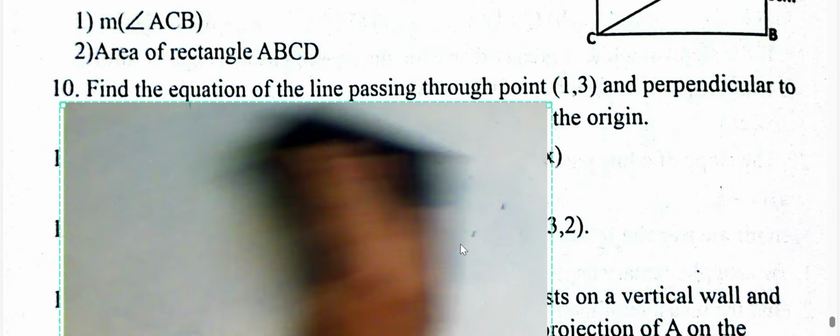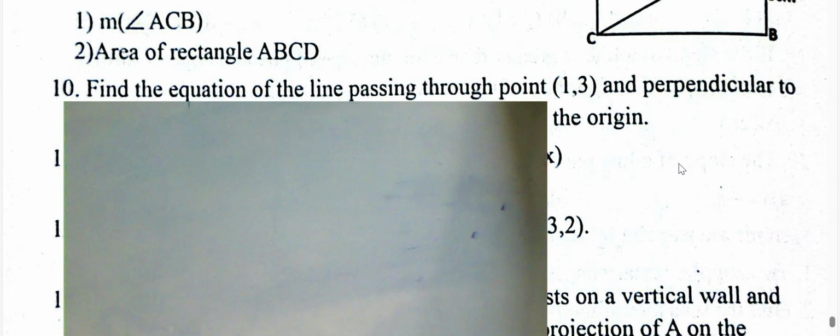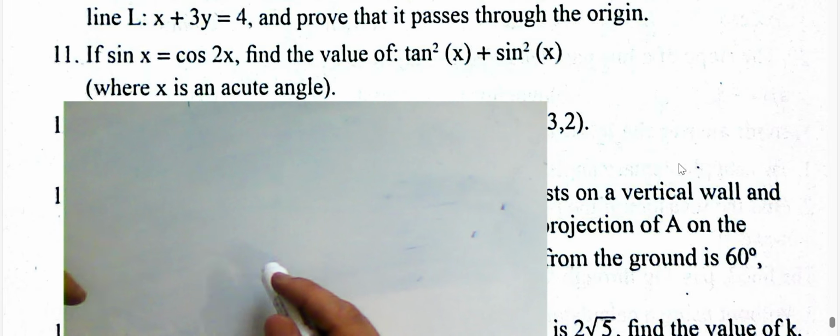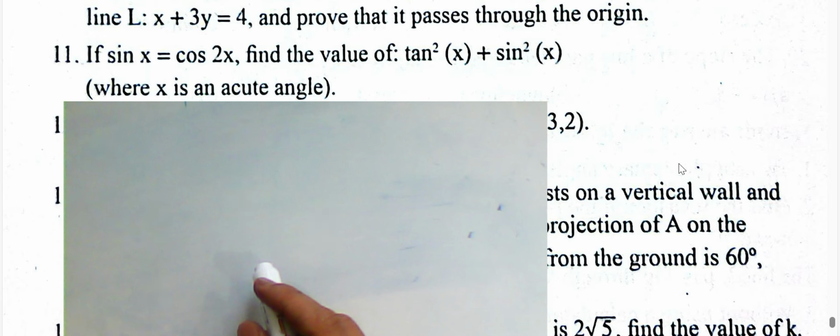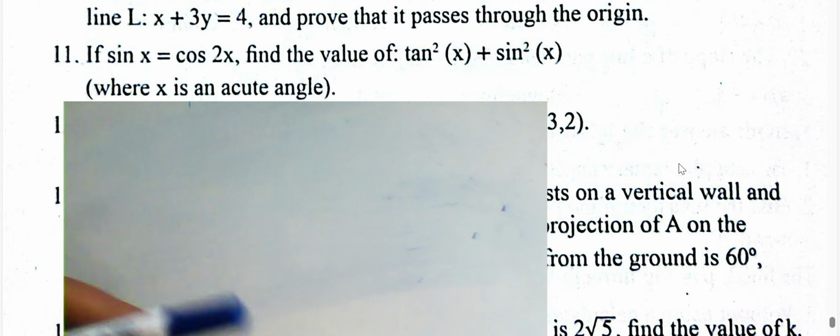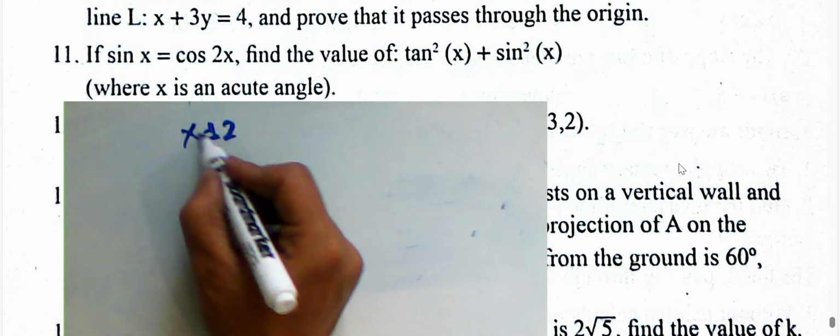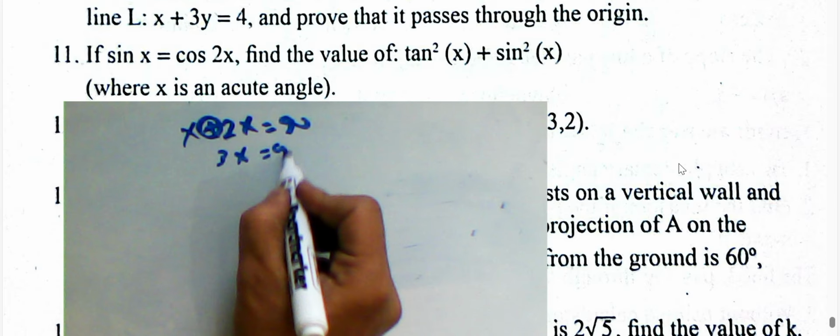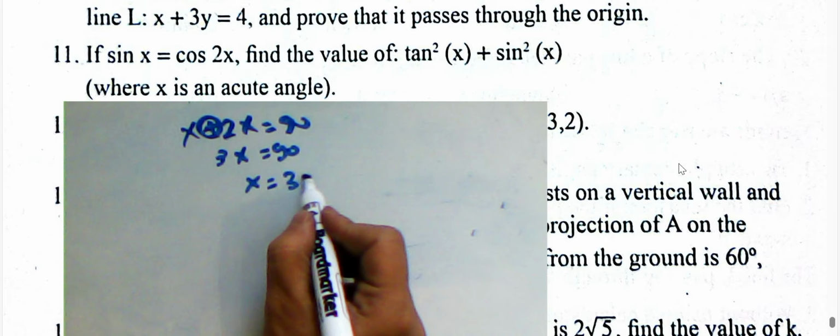Next question. Number 11. Sine x equals cosine 2x. Find the value of tan squared x plus sine squared x. First information: we have sine equal to cosine. It means x and 2x are complementary angles, and their sum equals 90 degrees. Then x plus 2x equals 90 degrees, then 3x equals 90. Then the value of x equals 30 degrees.